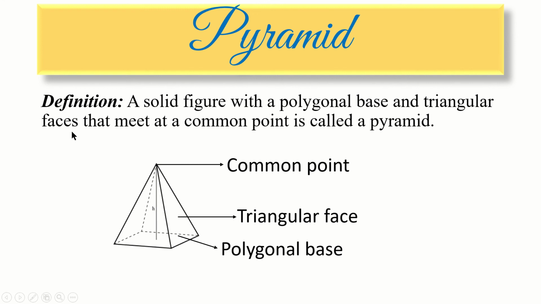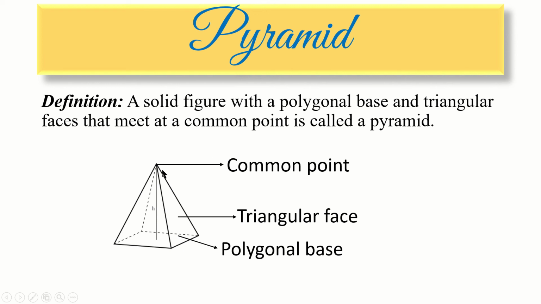And triangular faces, that means this face, this face, or back face, all are triangular and meet at a common point. That name is vertex. This is a common point. All the triangular faces meet at this point. Clear? This is called a pyramid.